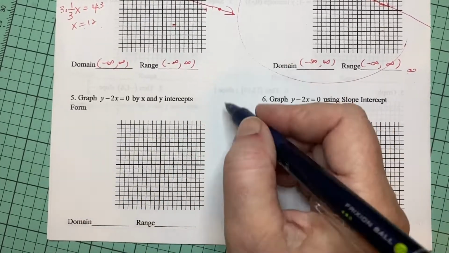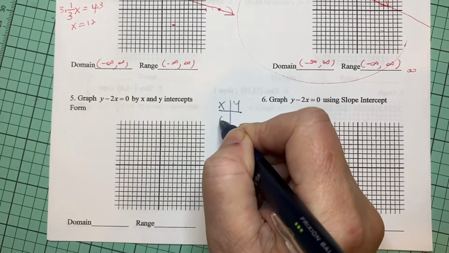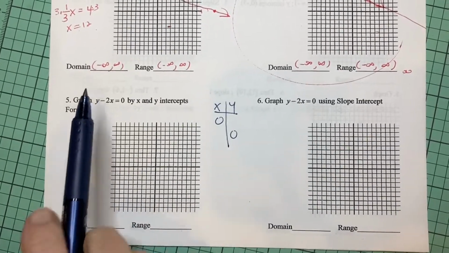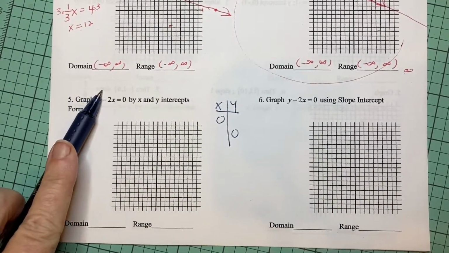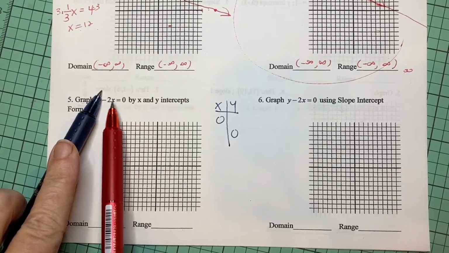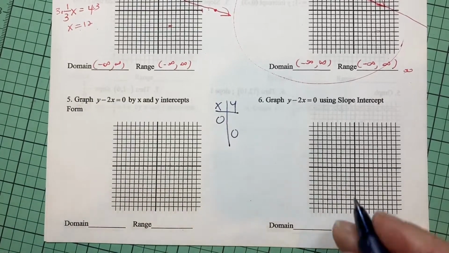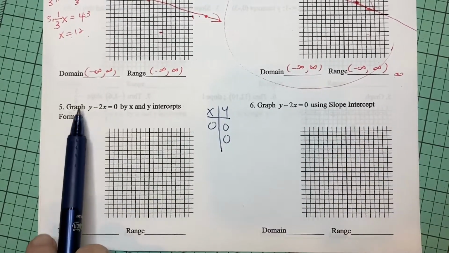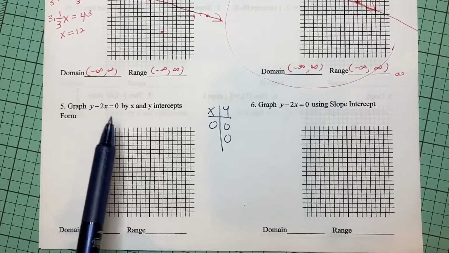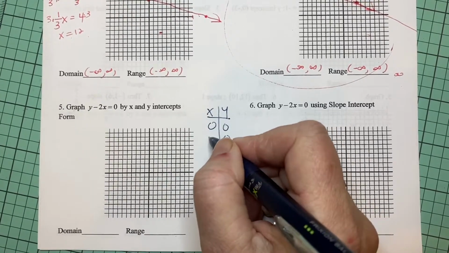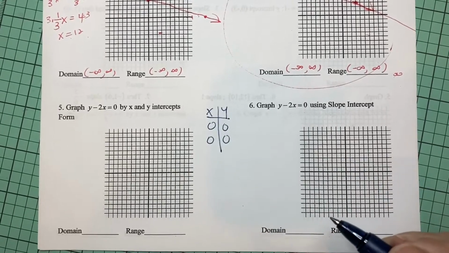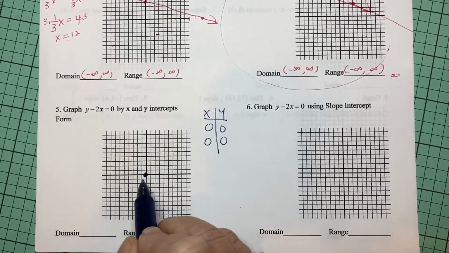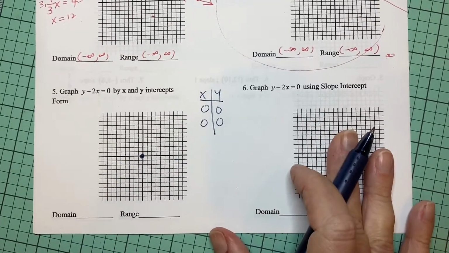So let's do this one by x and y intercepts. When y equals 0, you cover up the y. But you see what happens here: 0 divided by negative 2 is 0. Then when I let x equal 0, I cover up my x, but again 0 divided by negative 2 is 0. So when you do this one by x and y intercepts, you only get one point, the point 0, 0. That is a point, but we need 2 points to make a line.